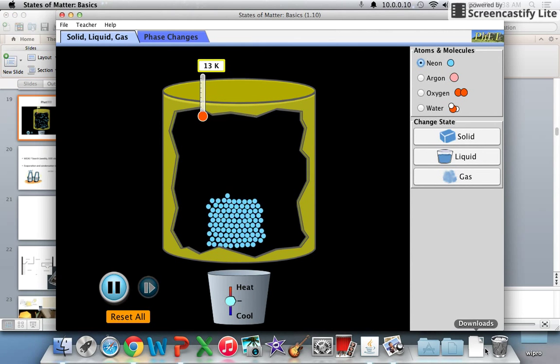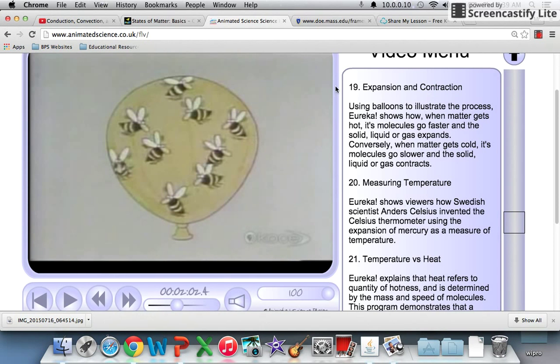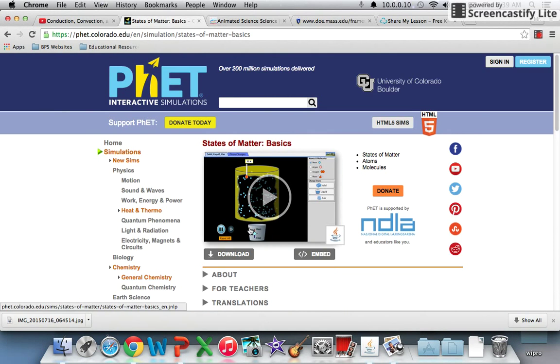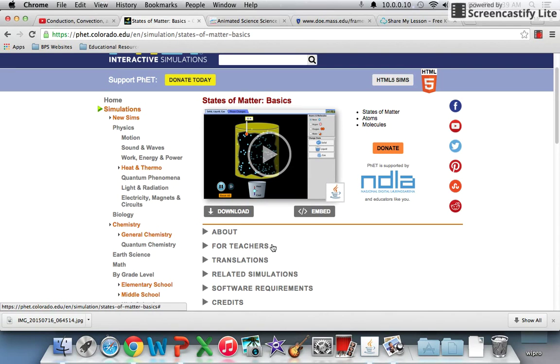If you go to PhET, there's worksheets. If you go to each simulation, there'll be an area for teachers. You click there and there'll be worksheets that are available. So students could do some work as they go through it. You could browse what they have available.